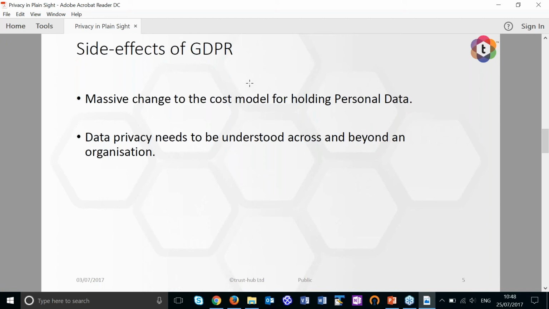And the other side effect is that data privacy needs to be understood by a much broader audience than previously, both within an organization and externally. You have got to prove to your customers that you are doing what you need to. You're taking the technical and operational steps to protect the privacy data that you're holding. Well, how do you prove that? How do you show that? How do you demonstrate that? You've got to convince your insurance company that you are taking those reasonable steps. Again, you've got to share that information.